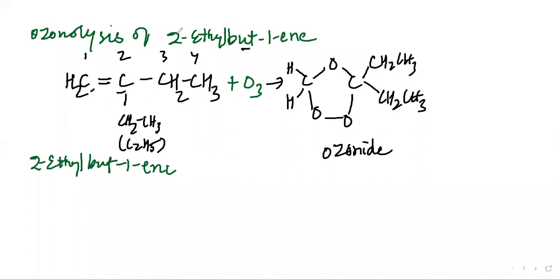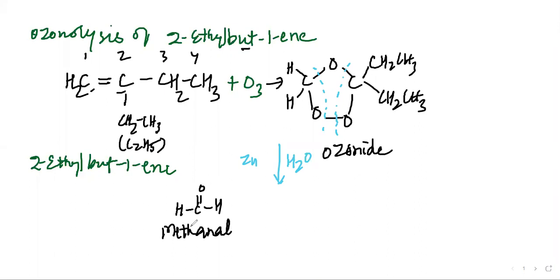This ozonide again undergoes cleavage. So we can expect the products in this manner. When it undergoes the reaction with zinc and water, my dear students, we get the various products as HC double bond O, H. This is known as methanal. It is also known as formaldehyde.